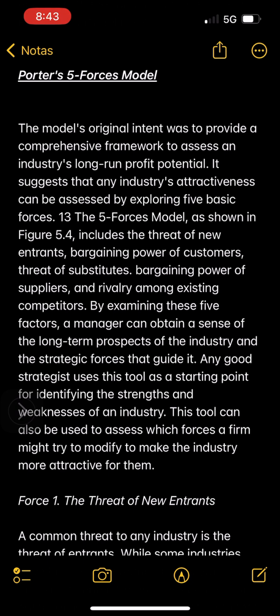Any good strategist uses this tool as a starting point for identifying the strengths and weaknesses of an industry. This tool can also be used to assess which forces a firm might try to modify to make the industry more attractive for them. Force 1. The threat of new entrants.